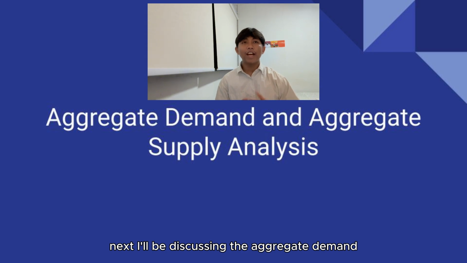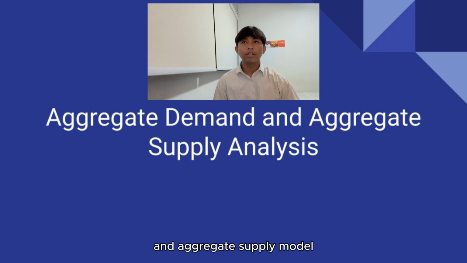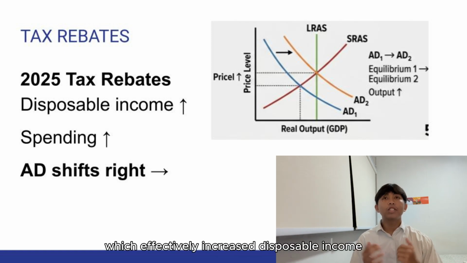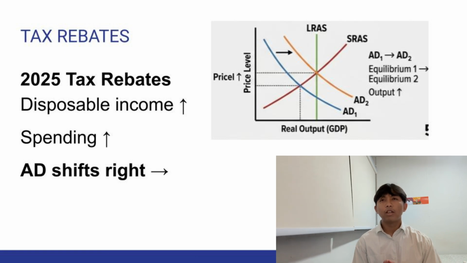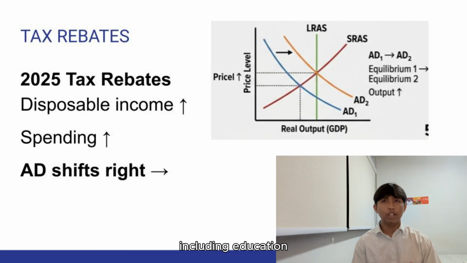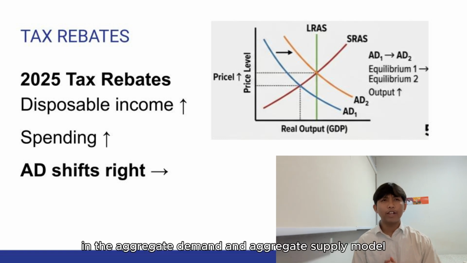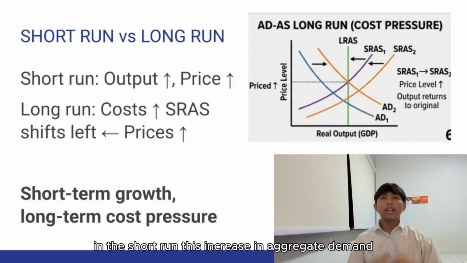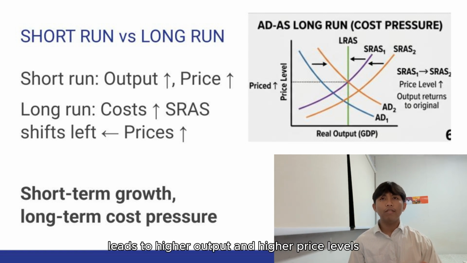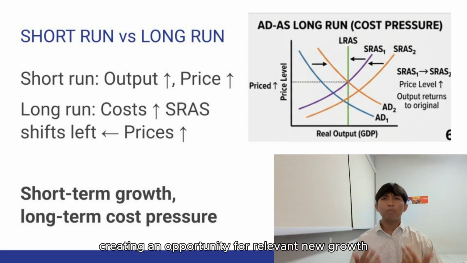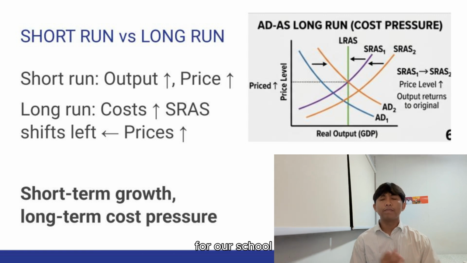Next, I'll be discussing the aggregate demand and aggregate supply model. In 2025, the Singapore government introduced tax rebates for individuals, which effectively increased disposable income. When households have more income, they tend to spend more on goods and services, including education. In the aggregate demand and aggregate supply model, this increase in spending causes the aggregate demand curve to shift to the right. In the short run, this increase in aggregate demand leads to higher output and higher price levels. This means that more students may enroll in private education, creating an opportunity for revenue growth for our school.